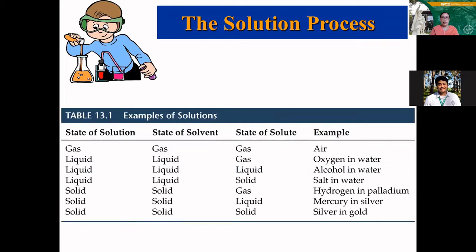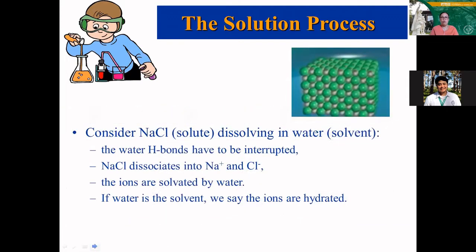We also discussed that we don't limit our examples of solutions to liquid solutions. We can also have gas solutions, commonly given as an example, the air. And then we also have solid solutions, wherein we have a mixture of different metals. Now, we also covered as an example what happens when sodium chloride dissolves in water.